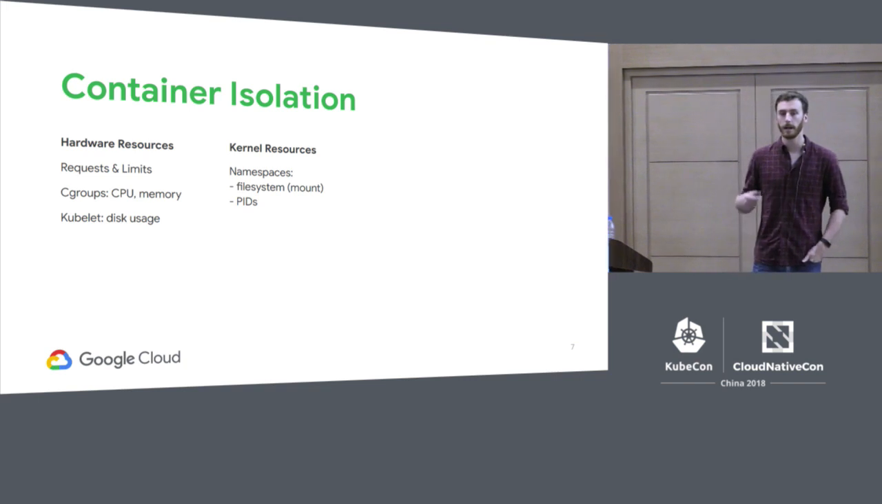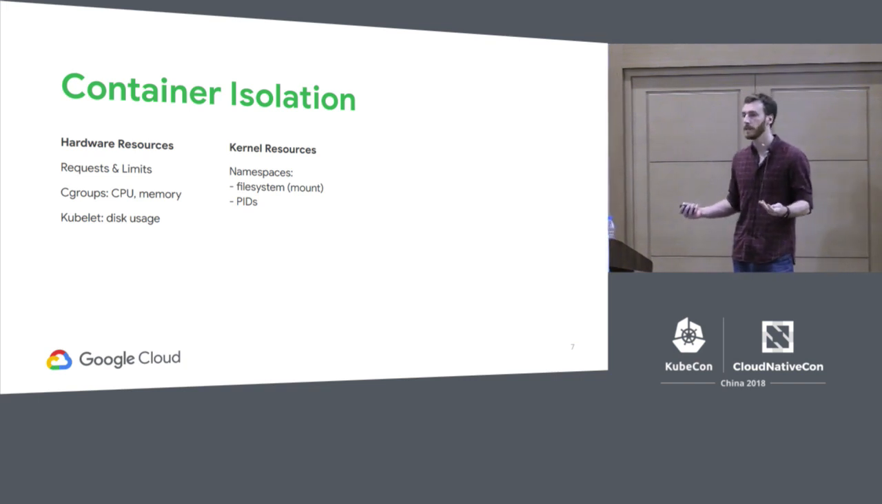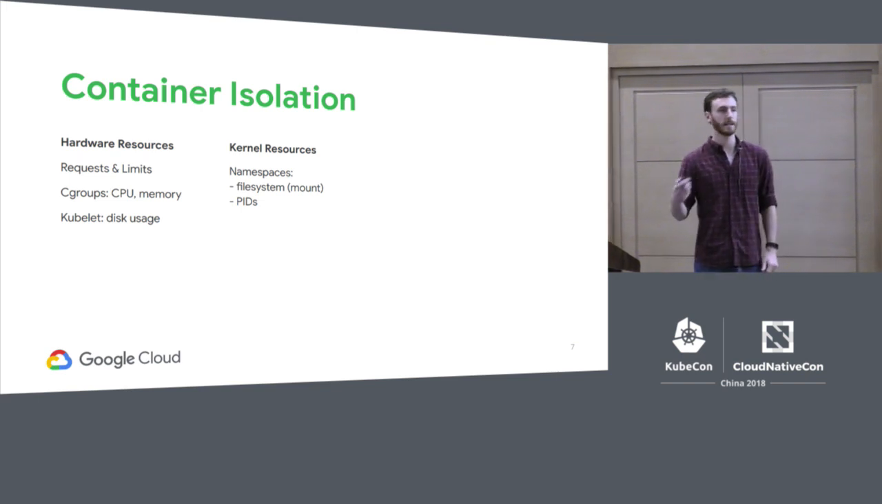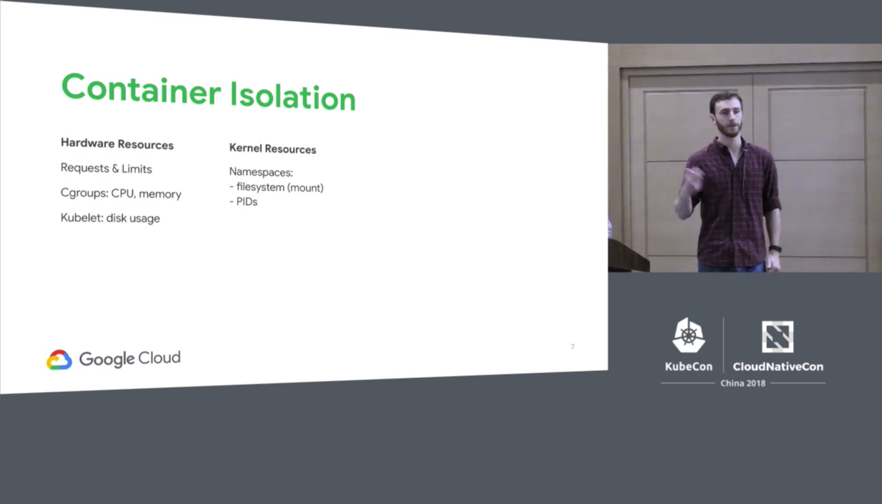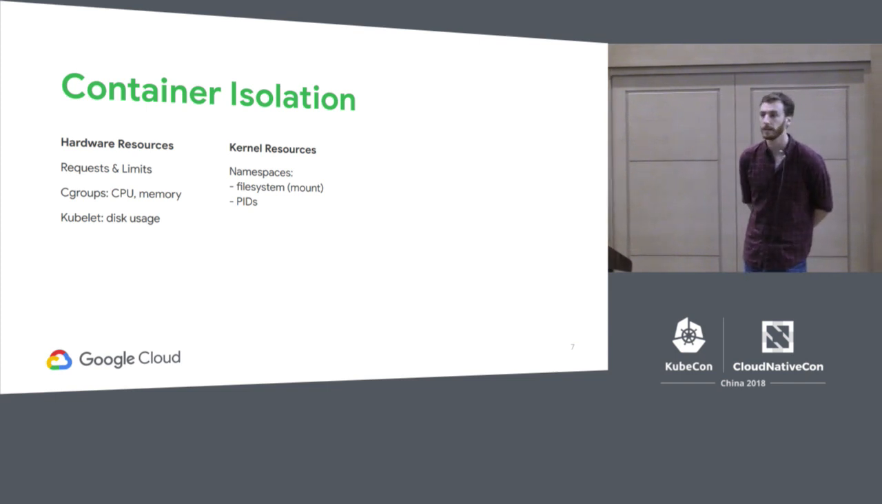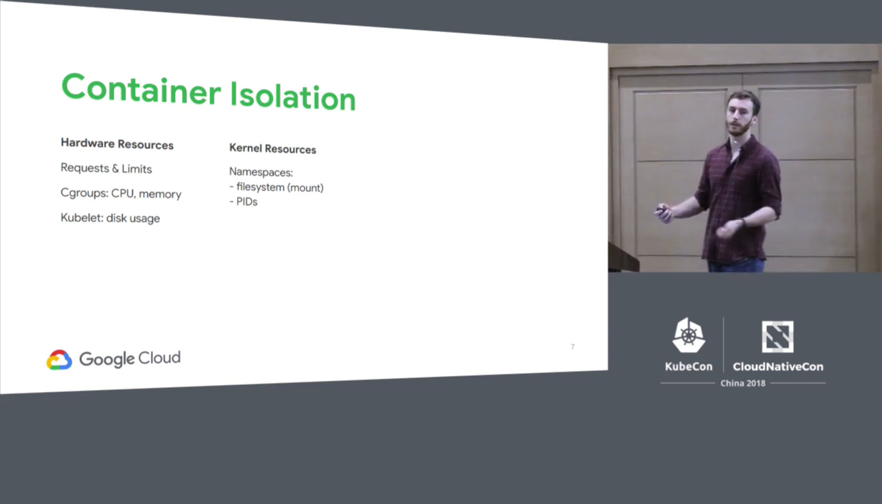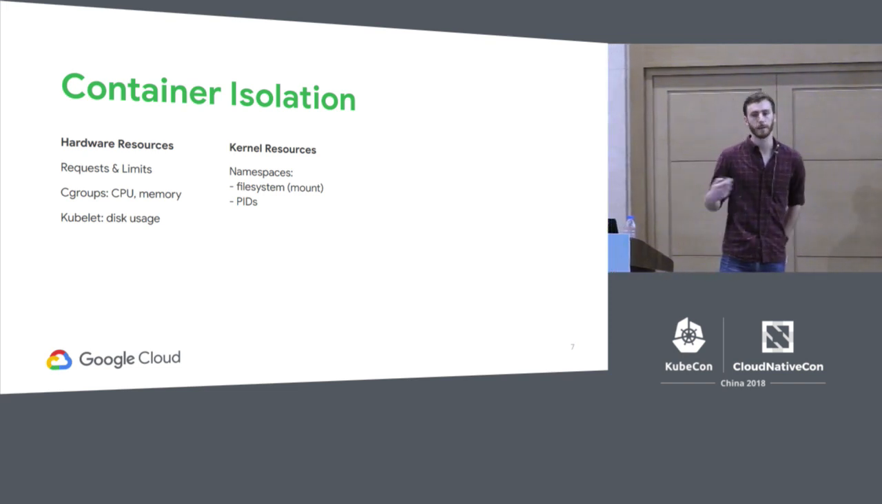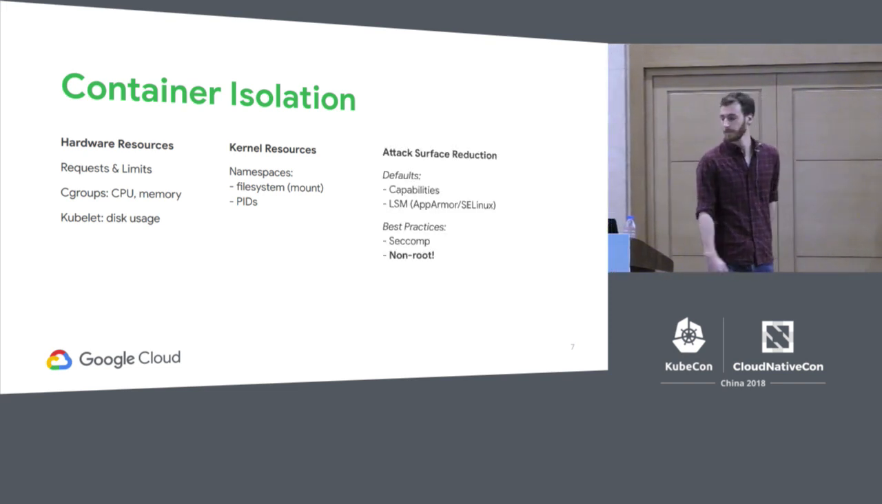So for instance, containers run in separate mount namespaces, have separate file systems, and this means that if one container writes a file to its root file system, that file isn't going to be accessible in the other container, unless, of course, you're writing it to a shared volume. Similarly with process IDs, they can't read each other's processes.